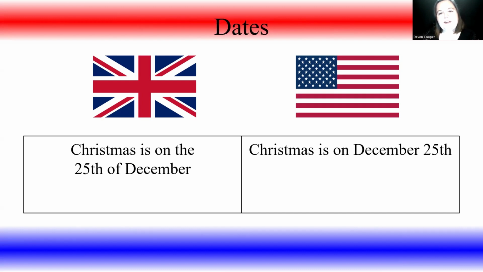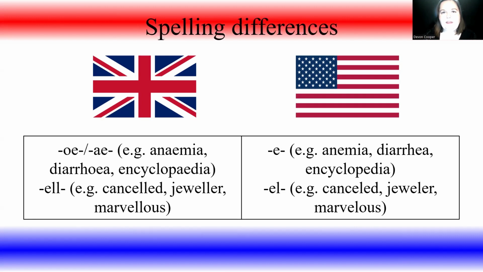Talking about dates, right? We might say in American English, Christmas is on December 25th, whereas in British English, they might prefer to do it the other way around and say Christmas is on the 25th of December. There are quite a few spelling differences, right?